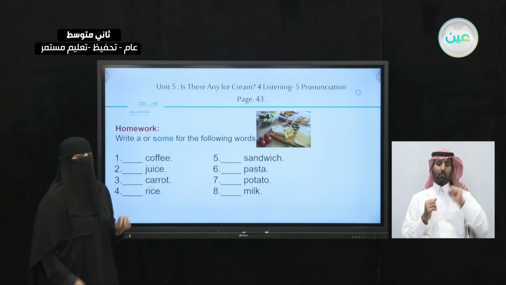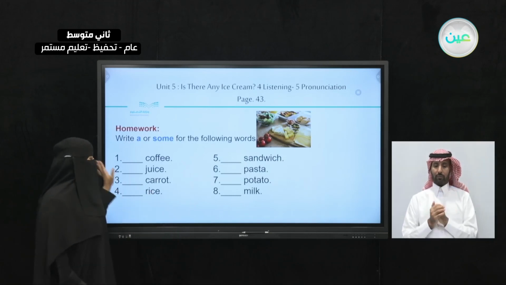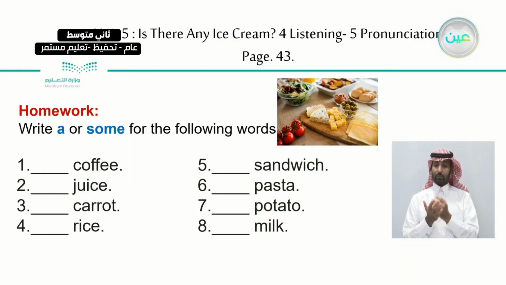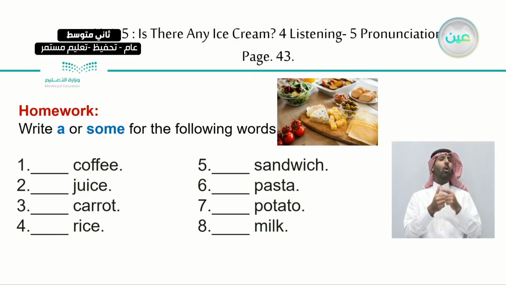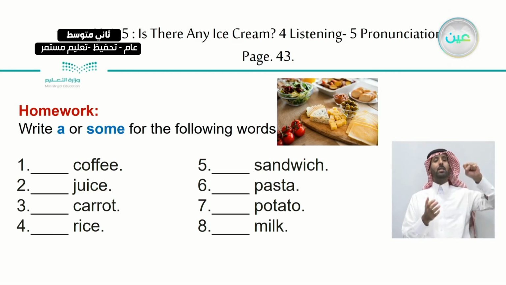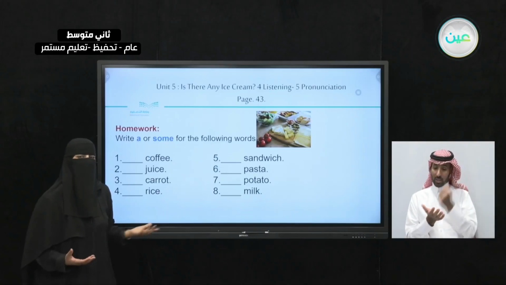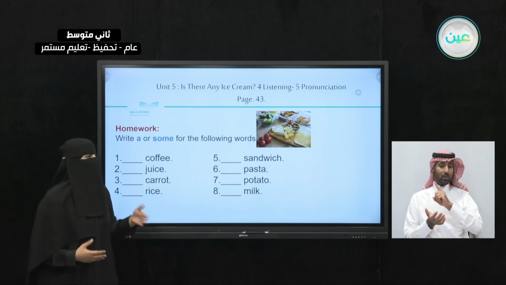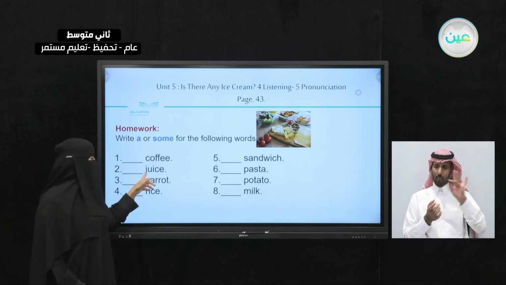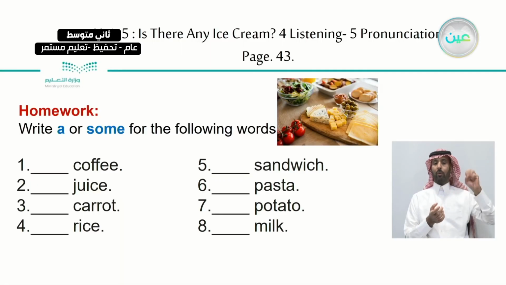Now, for your homework, what are you going to do? So here we have 8 words. I want you to write a or some for the following words. Now, let's take a look at the first one here. Coffee. What are you going to do if you want to order? Can you say some coffee or a coffee? And juice, carrot, rice, it's something related to count nouns and non-count nouns. Sandwich, pasta, potato, and milk.